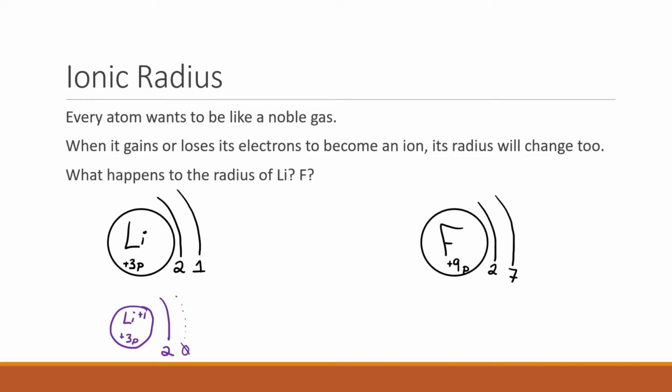What happened to the radius of lithium when it became an ion? How did this radius change? Lithium lost an entire shell. Right? This isn't here, it's an empty shell. So lithium got smaller by becoming an ion.